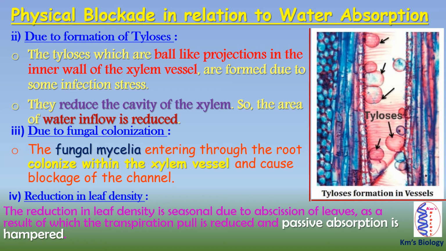The third reason is fungal colonization. The fungal mycelia entering through the root colonize within the xylem vessel and cause blockage of the channel. And the fourth reason is reduction in leaf density. The reduction in leaf density is seasonal, due to abscission of leaves, as a result of which the transpiration pull is reduced and passive absorption is hampered.